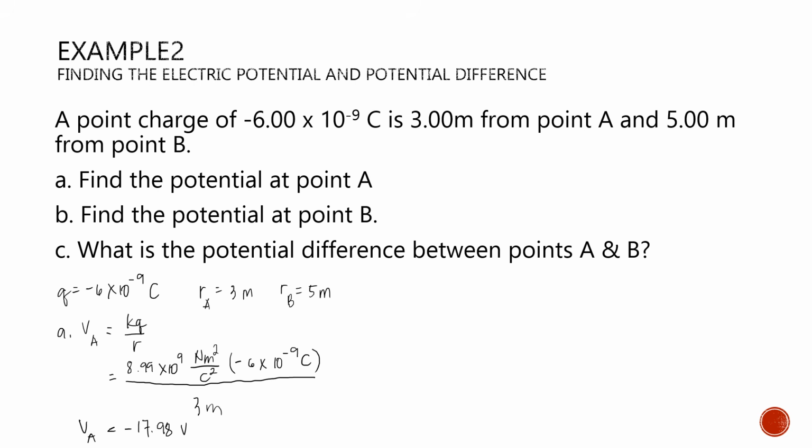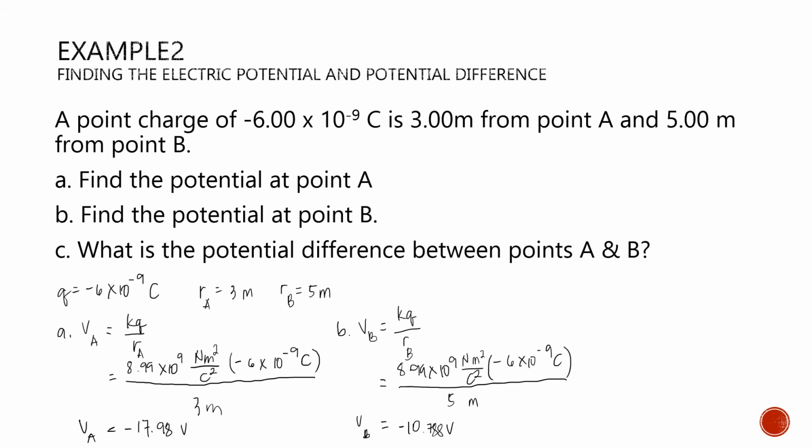So for letter B, using the same formula, but we'll use R as B. So 8.99 times 10 to the power of 9 newton meter squared per coulomb squared. So same value for Q. So the difference is the value of R. So instead of 3, we use 5 meters. So we get negative 10.788 volts.